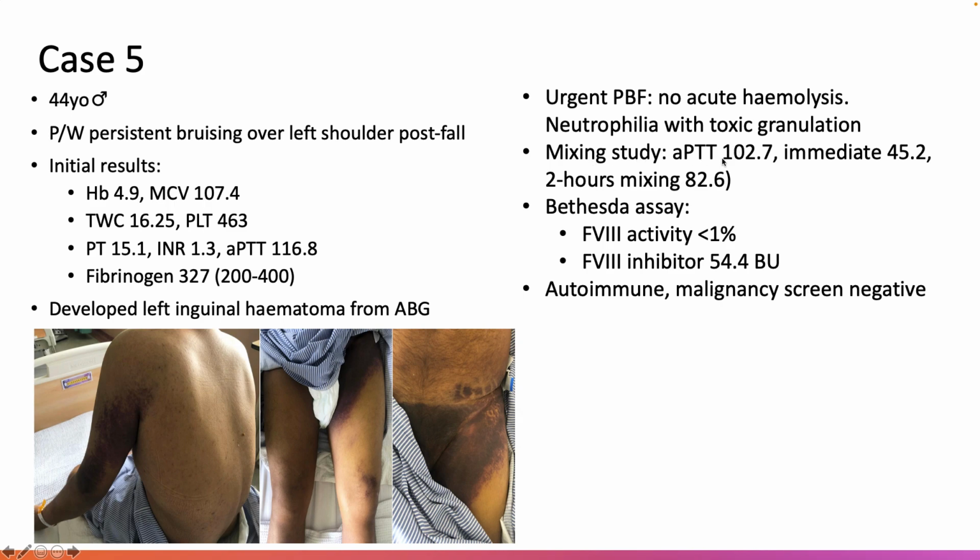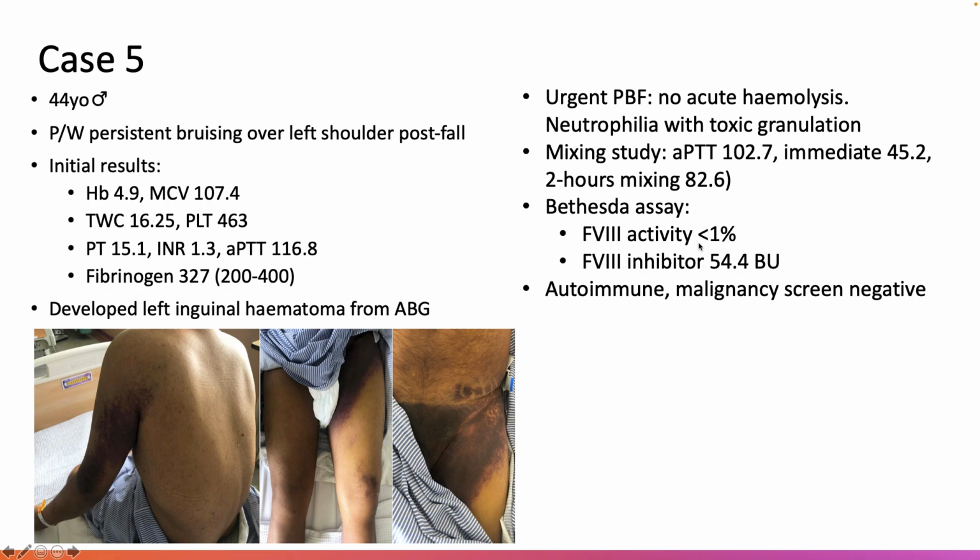You can see that the mixing study at baseline is 102. One hour post-mixing is 45, and two hours post-mixing is 82. Again, it shows a time-dependent inhibition, which is not correctable by the mixing study. So next is to check the factor VIII activity as well as the inhibitor.